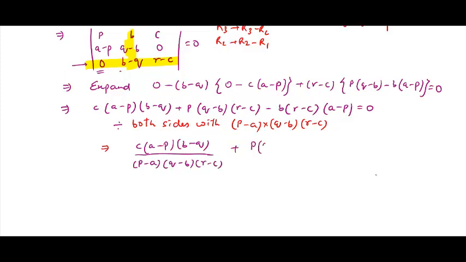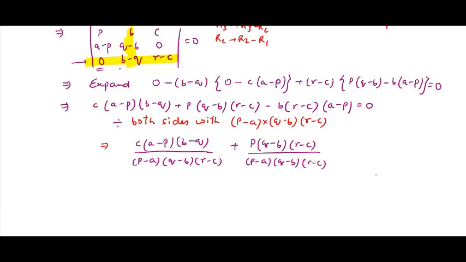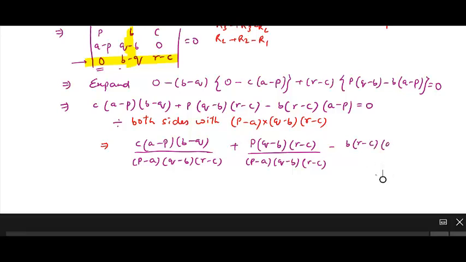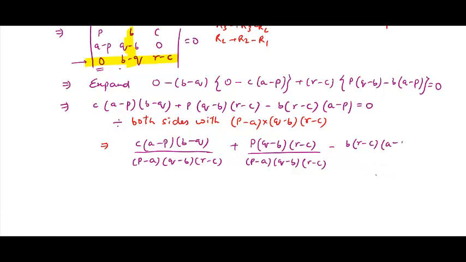plus p times q minus p, r minus c upon p minus a, q minus b, r minus c, minus b times r minus c, a minus p upon p minus a, q minus b, r minus c equals 0.